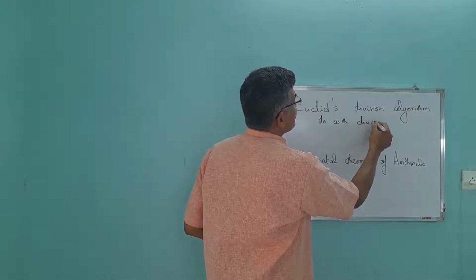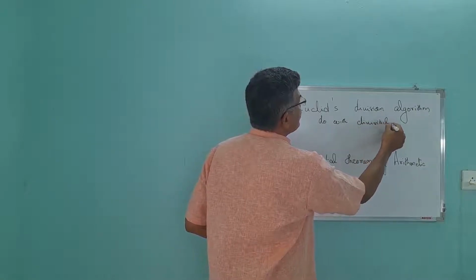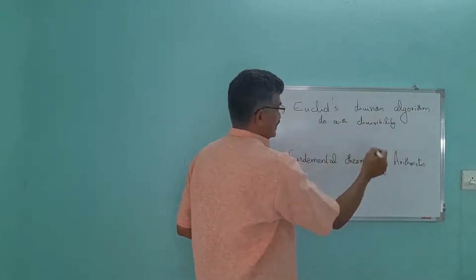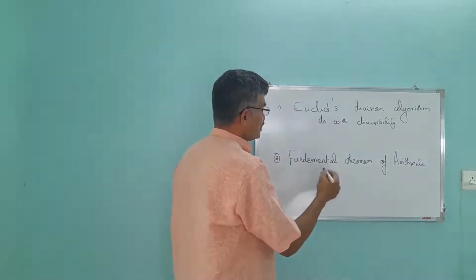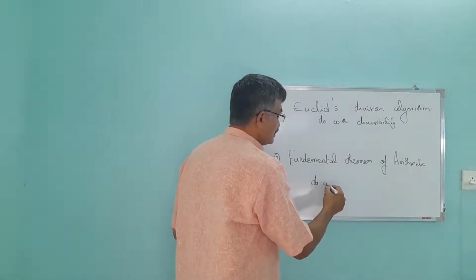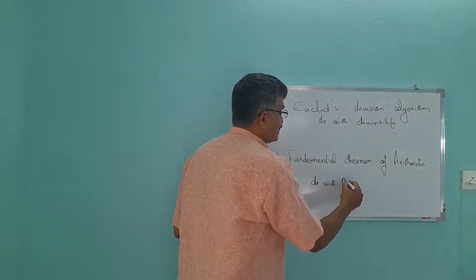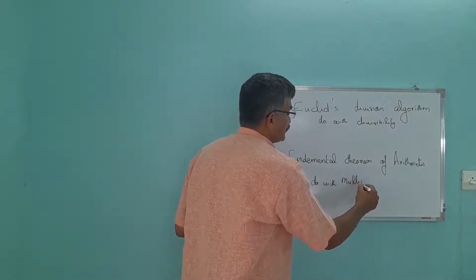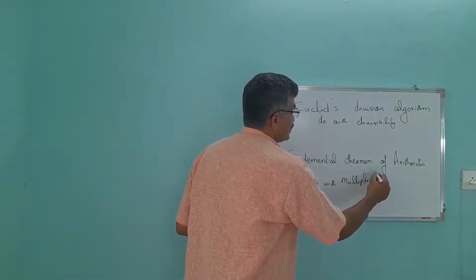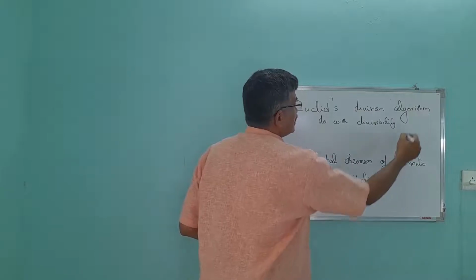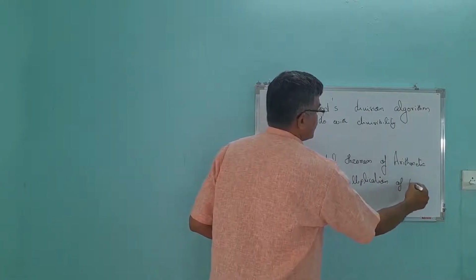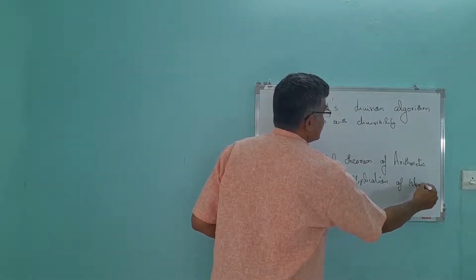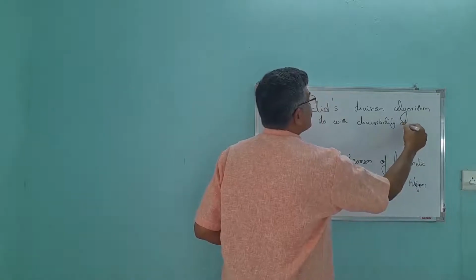multiplication of integers. Euclid's division algorithm is to do with divisibility of integers, and the fundamental theorem is to do with multiplication of integers. Here it is, divisibility of integers.